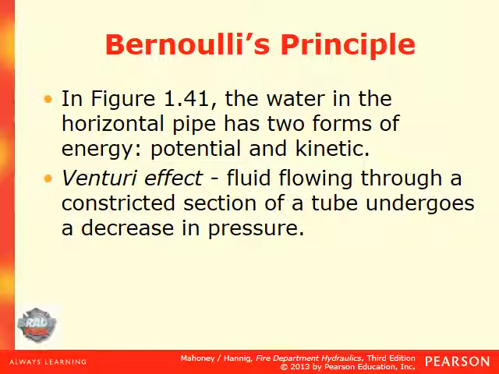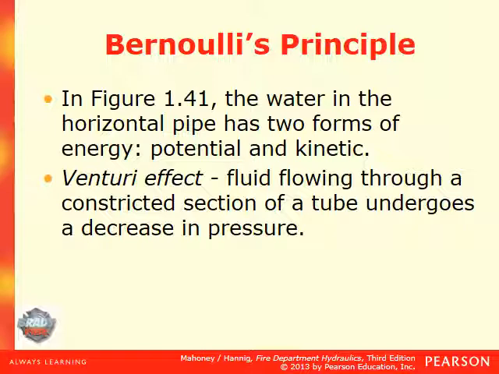In figure 1.41, the water in the horizontal pipe has two forms of energy, potential and kinetic. Now, potential energy is the energy potential it has standing still, like a book on the table has potential energy. Once you push that book off a table and it begins to fall, it now has kinetic energy.